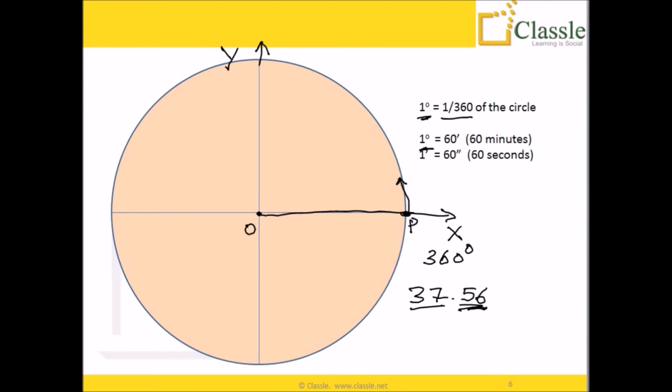So 1 degree is divided into 60 equal parts, and each part is called 1 minute. The minute is shown with this apostrophe. And then if you still want to divide it, every minute is divided into 60 equal parts, which is called a second. So if you want to represent 37.56, doing it like this is wrong. You actually represent it as 37 degrees and so many minutes and so many seconds.